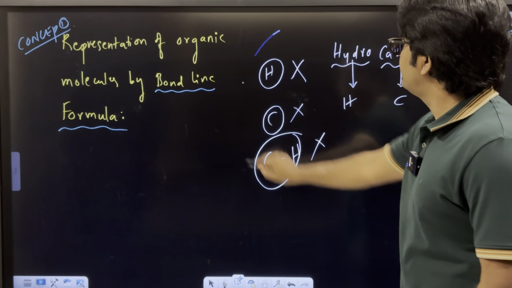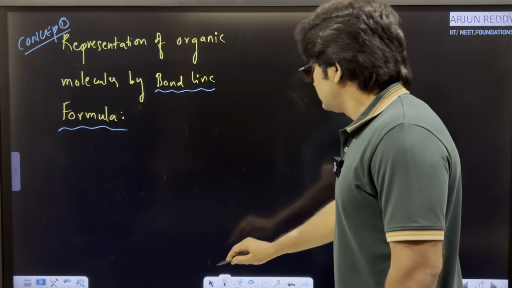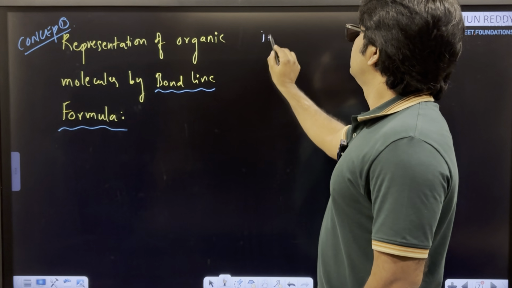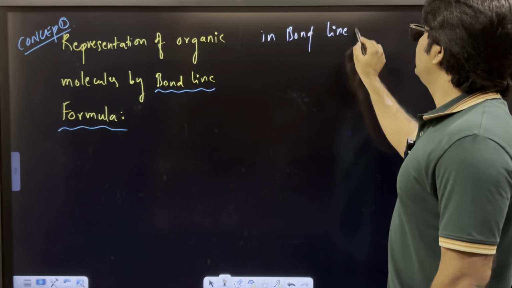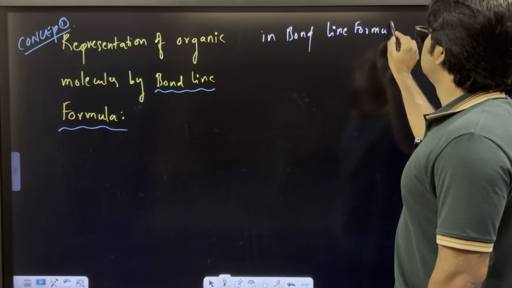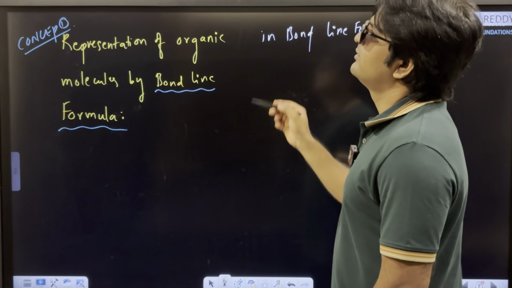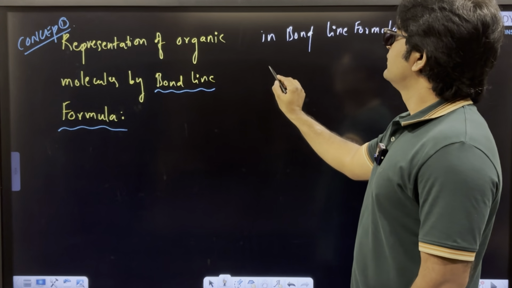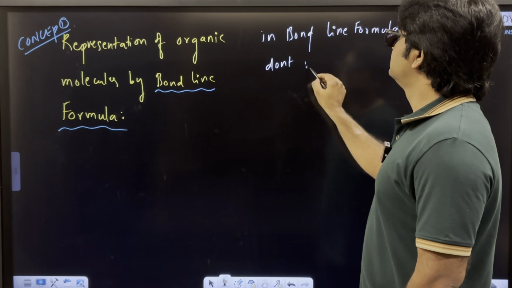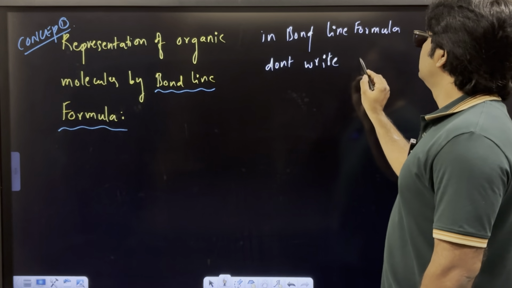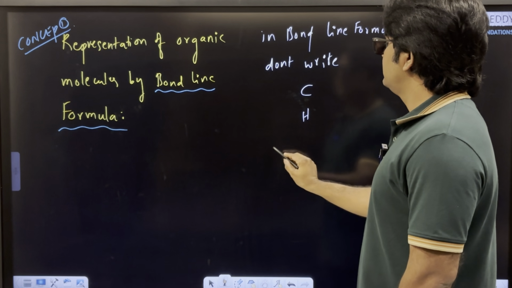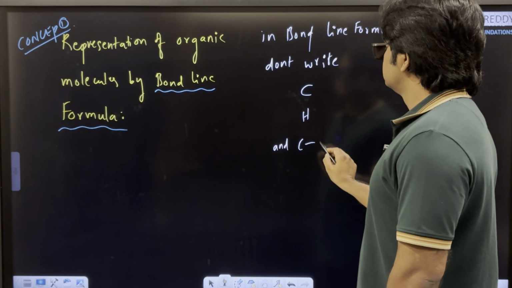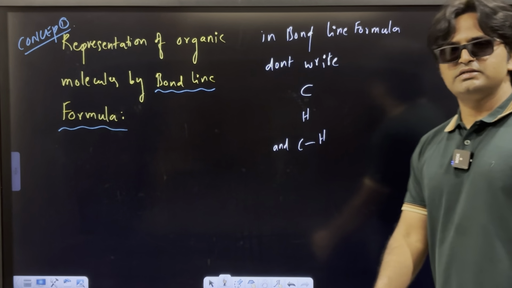Now you write the same point, very important point. In bond line formula, don't write carbon, hydrogen, and CH. Carbon, hydrogen, and CH. Okay.